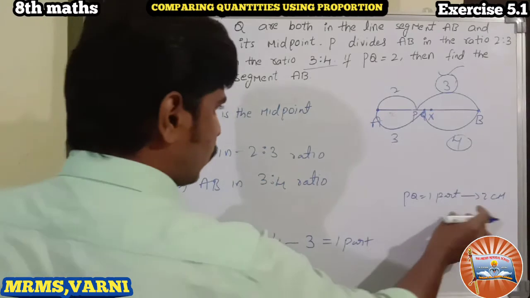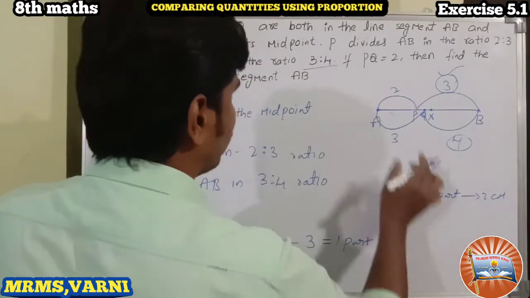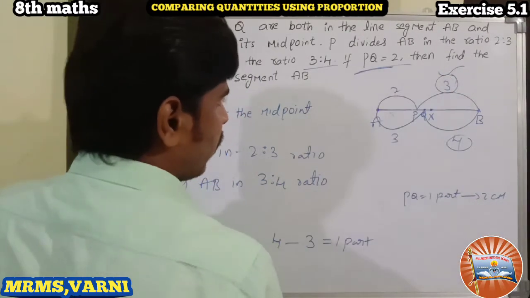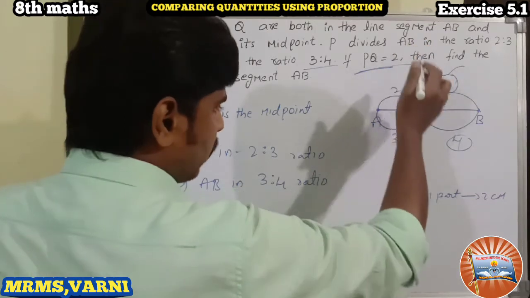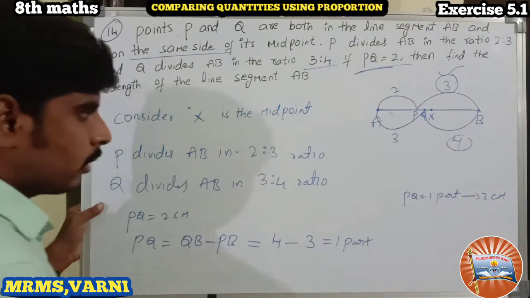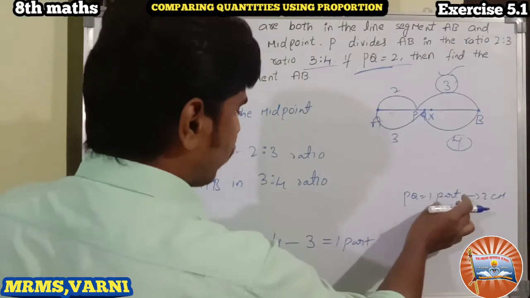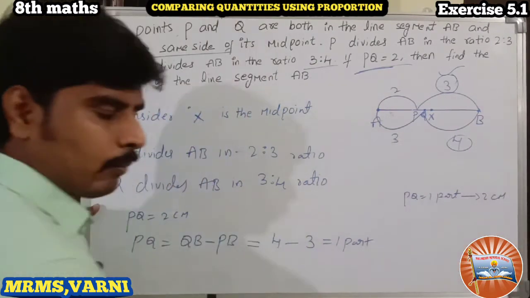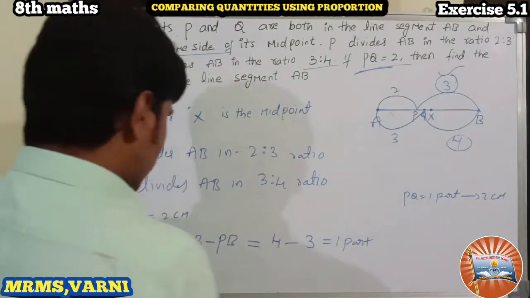1 part is equal to 2 centimeters because PQ length is given as 2 centimeters already here. In the question there is no unit, we consider this as 2 centimeter. So PQ equals 1 part, and 1 part is equal to 2 centimeter here. Is it clear?